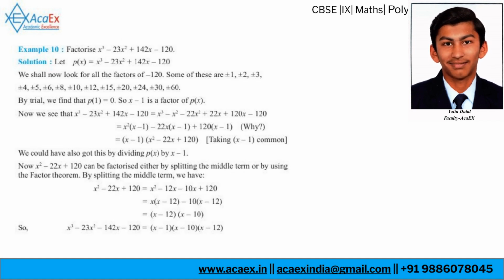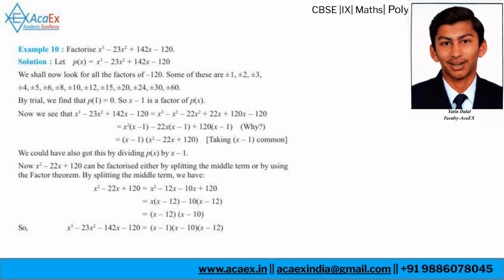Example 10. Factorizing a cubic polynomial. Problem: Factorize x cubed minus 23x squared plus 142x minus 120. Solution. Let p of x be the polynomial. We test the factors of the constant term, negative 120. By trial, we find that p of 1 equals 0. So x minus 1 is a factor.